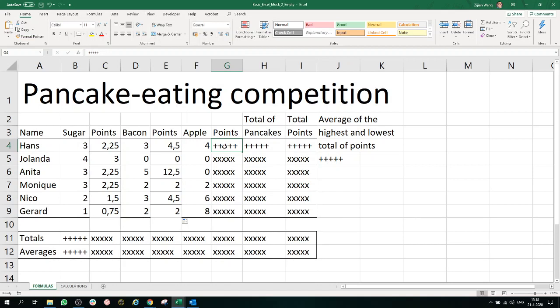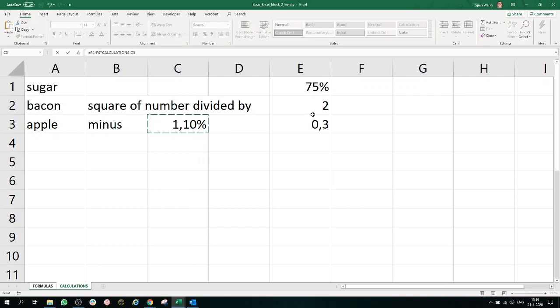And let's see what's written on the syllabus. The number eaten is decreased by 1.1%. And then 3/10 of the number is added to the result. So first things first, this one should be decreased by 1.1%. So that's the full amount minus the full amount times 1.1%, which we can find in the calculations part.